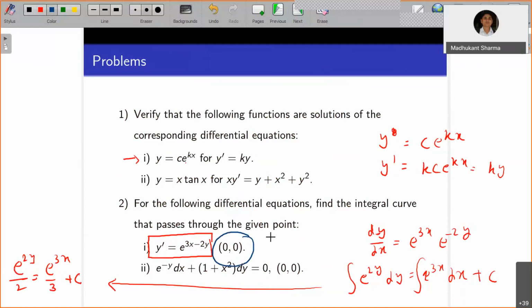What it says is y at 0 is 0. If you substitute this value here, e to the power 0, so y equals 0, x equals 0. That will give you 1 by 2 equals 1 by 3 plus c, passing through this 0, 0 point. So this implies c equals 1 by 2 minus 1 by 3, which is going to be 1 by 6.